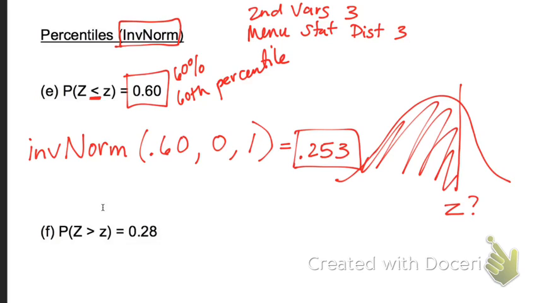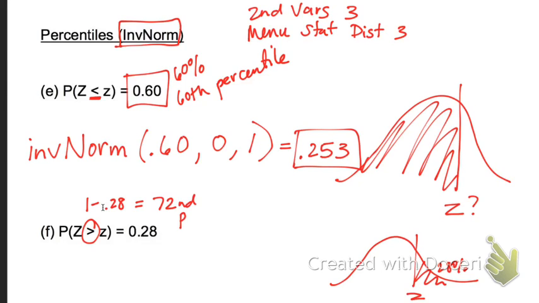Okay, the next one is different because it's a greater than. So if I have my normal curve, the area above is 28%. So 28% is above, but I want to find this z-score. So when it's a greater than, you have to do 1 minus 0.28. It's going to be at the 72nd percentile. Okay, so when it's a greater than, you have to take the opposite. Because if 28% is above, then 72% is below.